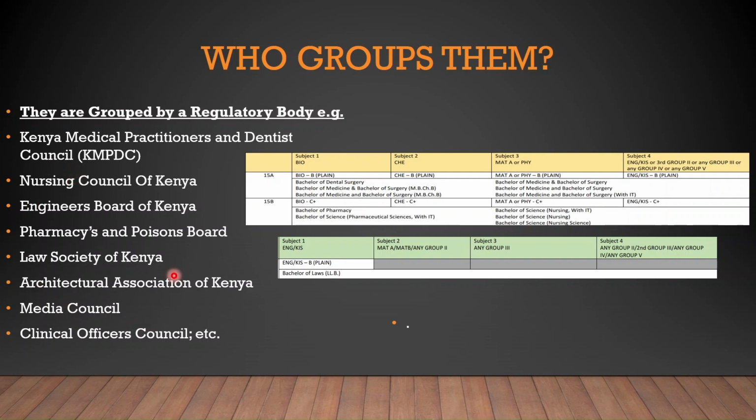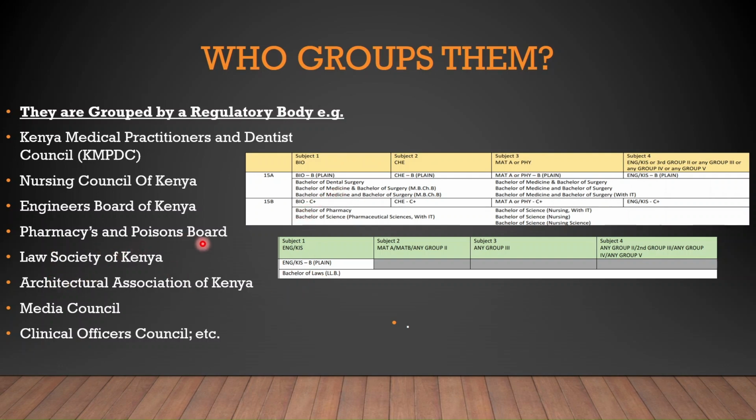But these are the ones who sit down. For instance, KMPDC sits down and says any student who wants to do medicine in Kenya must obtain a B plain in biology, a B plain in chemistry, a B plain in mathematics or physics, they will pick one, and a B plain in English or Kiswahili, they will pick one. Failure to which you will not do medicine in this country. Even if you have the money to go to a private institution, you cannot do medicine in this country. That is the funny bit about it, or the unlucky part. So that is how serious it is.